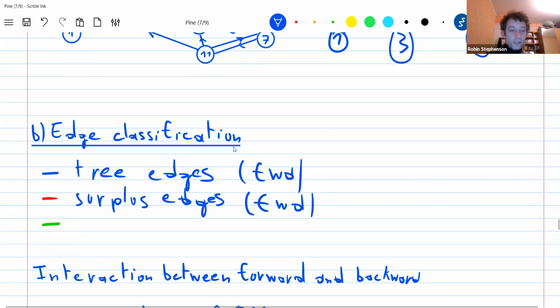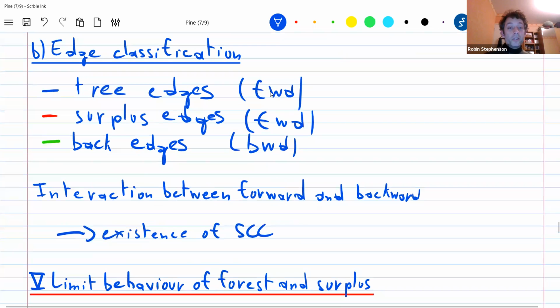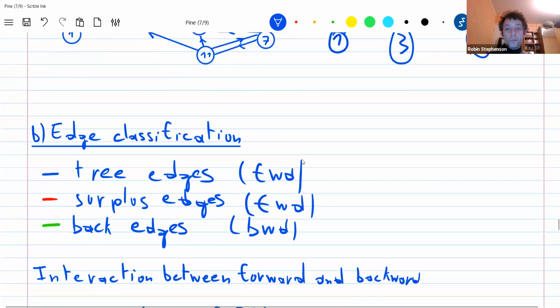However, the green ones, I'm going to call them back edges for the main reason that they go backward. And it turns out, since we have a nice linear order on those trees, the interaction between the forward and backward parts are what creates cycles, and that's what creates strongly connected components.